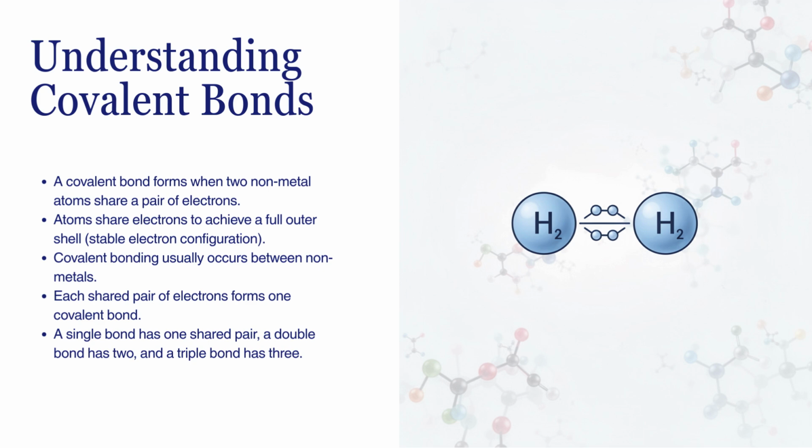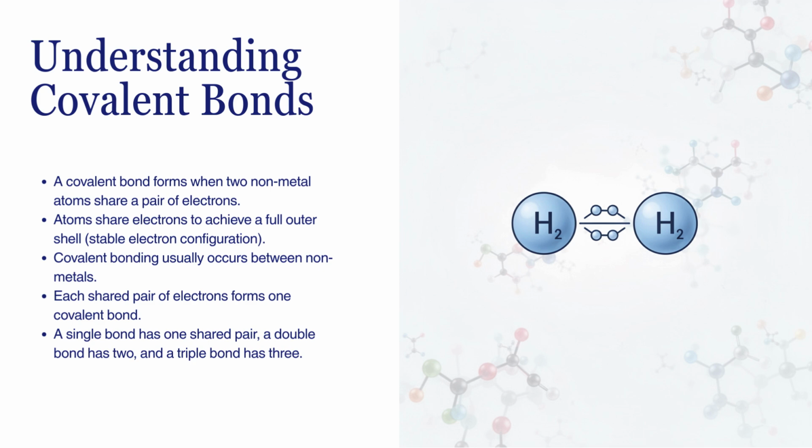Because atoms want to become stable, and in chemistry, stability usually means having a full outer shell of electrons. Most atoms are trying to get a full outer shell, either 8 electrons or 2 if we're talking about hydrogen. So imagine 2 hydrogen atoms. Each hydrogen has 1 electron, so they both need 1 more to fill their outer shell. Instead of one atom giving an electron away, they share the electrons. So now both hydrogens count 2 electrons in their outer shell: the one they brought, and the one they shared. That shared pair is what forms the covalent bond.